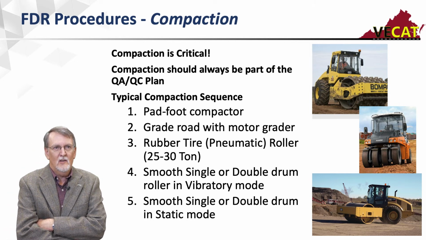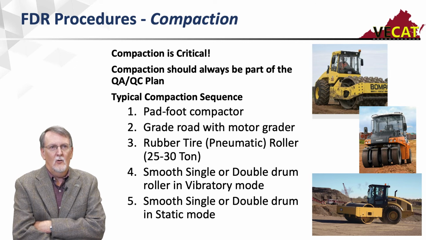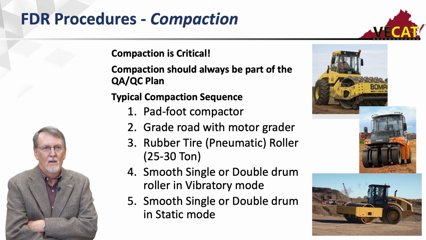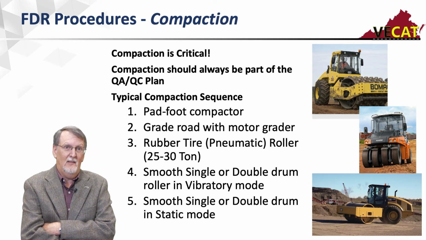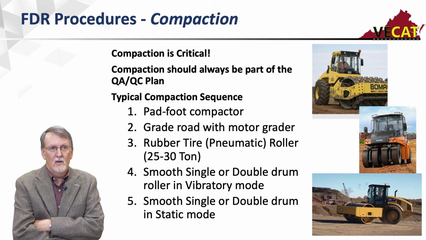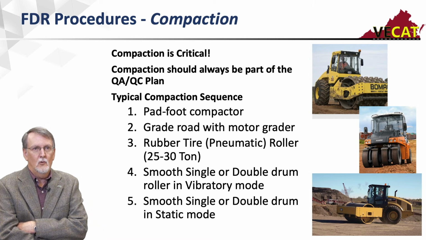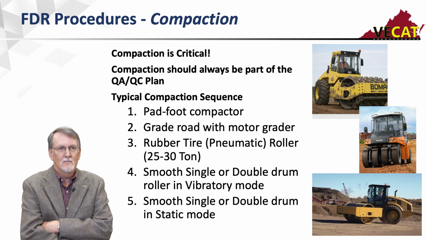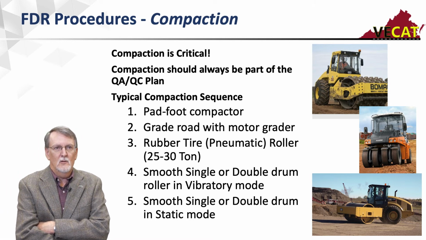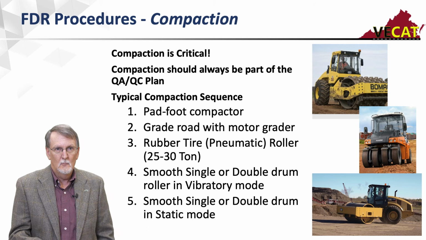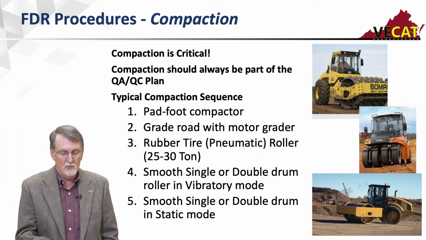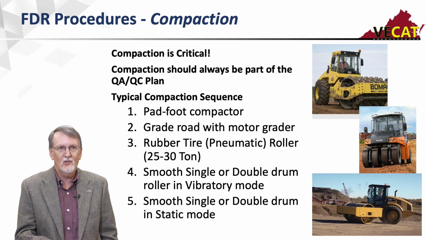So after I hit it and it walks out with a pad foot compactor, I'll grade the road with a motor grader to get it close to grade, and then I might hit it with a rubber tire roller, a heavy one, 22 to 25 to 30 tons, and then I might use a single drum or a double drum vibratory roller to compact it. I'll use either the rubber tire or the double vibratory, and then my final rolling is usually done with a single or double drum static roller. But compaction is critical. With bituminous, we oftentimes control it with modified proctor. With cementitious, it usually uses standard proctor.